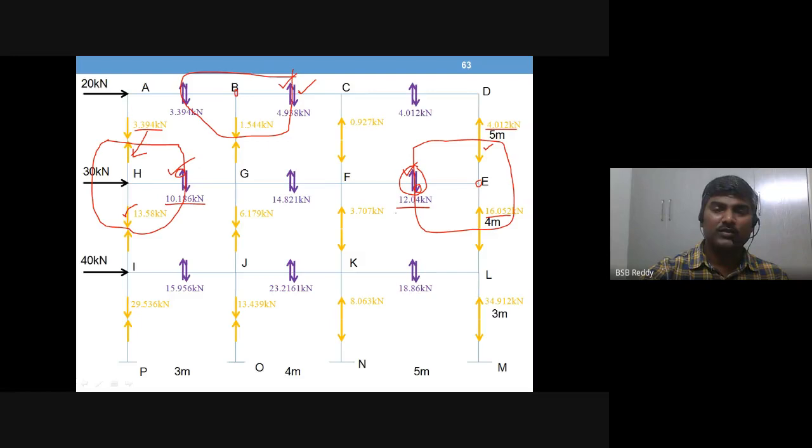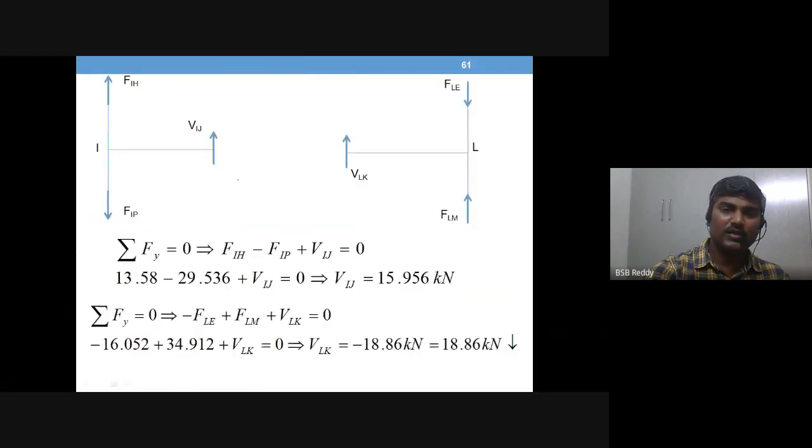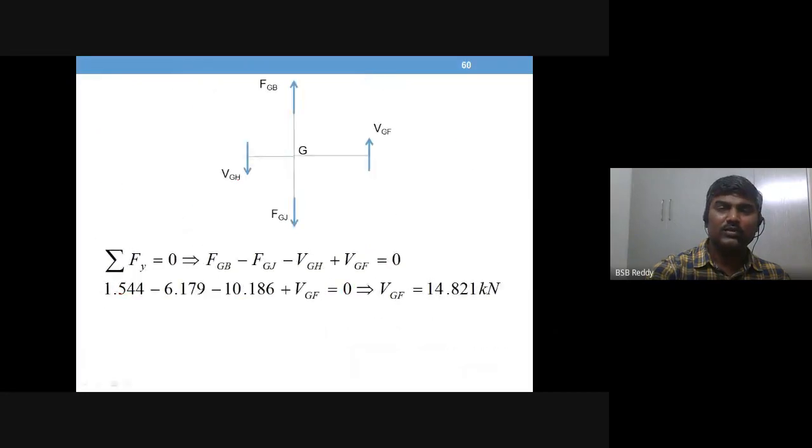So this is how it is, right? And whether G or F is sufficient: only one joint is sufficient for getting this value. So let's see what joint is worked out. G is taken.